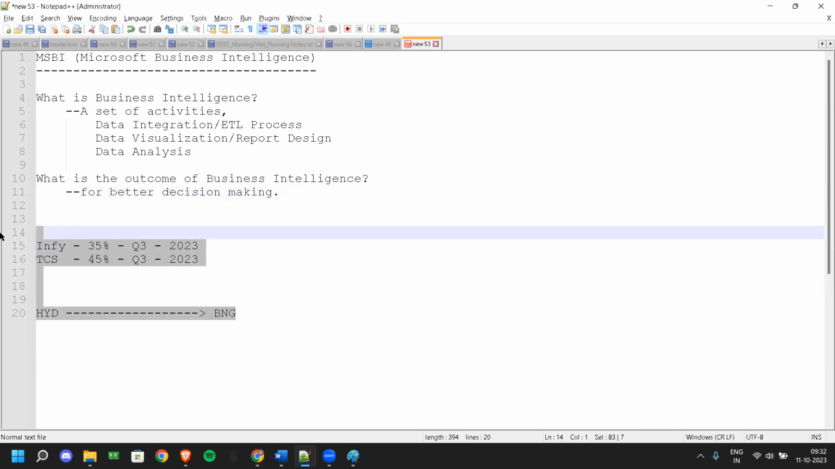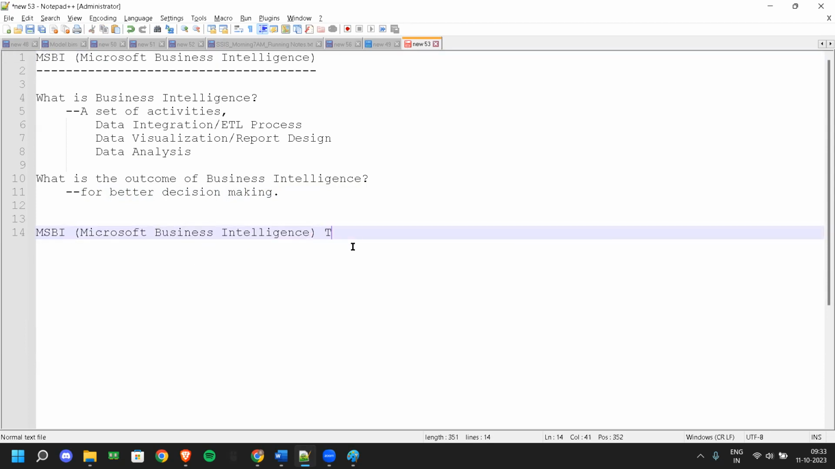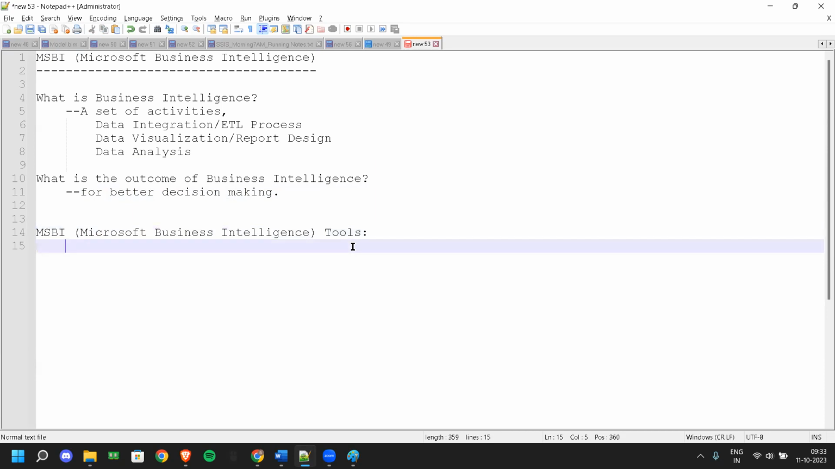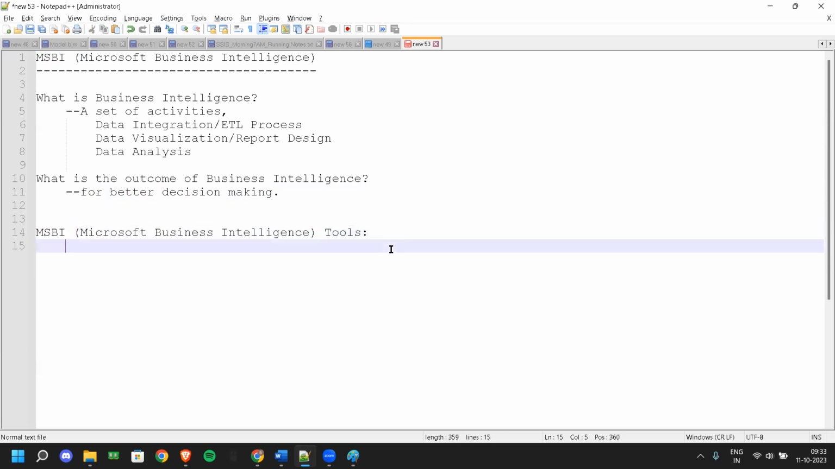Next, I'm going ahead with the business intelligence tools from Microsoft Corporation. What is the first tool? SSIS, SQL Server Integration Services. This is one of the BI tools from Microsoft Corporation.